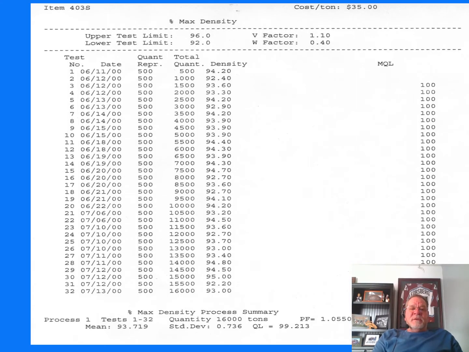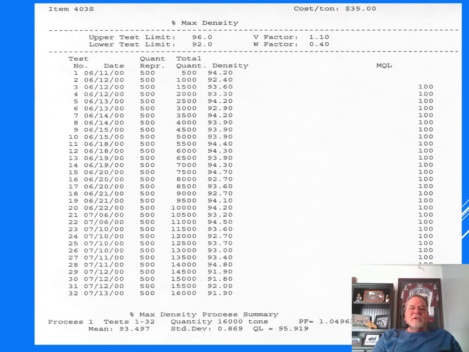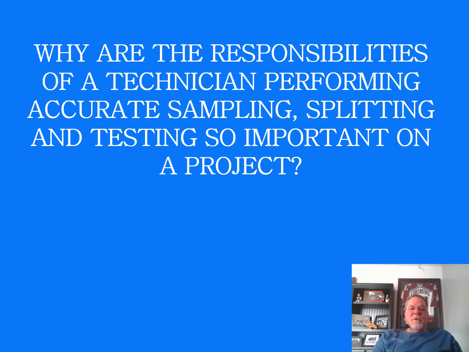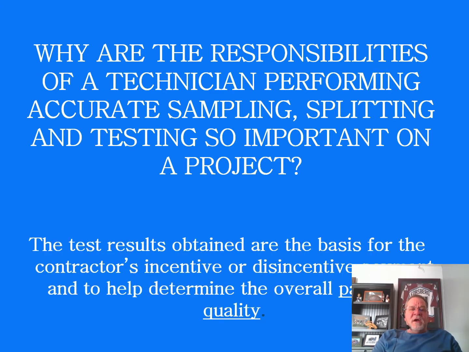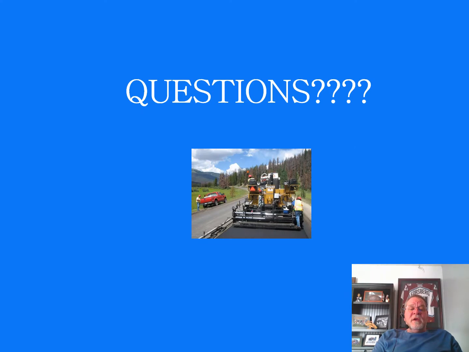This is just showing some charts that are called an MQL, or a moving quality level chart, where you can see all the numbers and how they vary, but the contractor is achieving his MQL. Several examples of that. We won't go into those in any more detail at this time. Why are the responsibilities of a technician so important? Because, again, the test results obtained are the basis for the contractor's incentive and disincentive, and they help determine the overall quality of the material being placed.